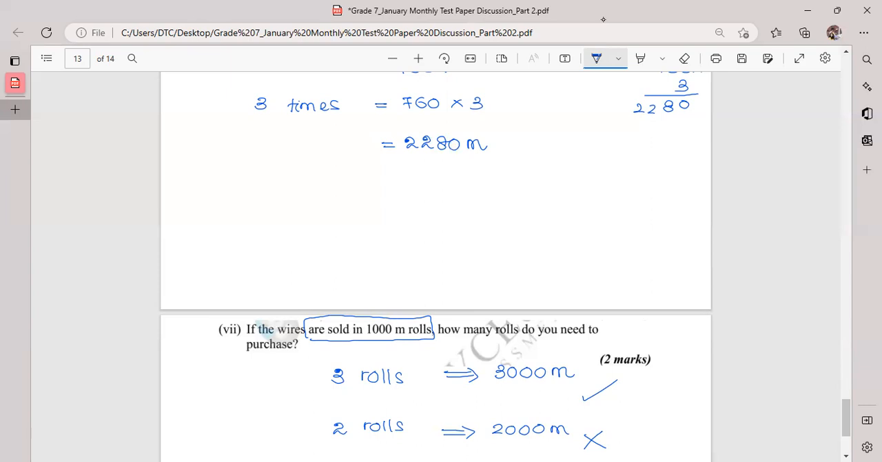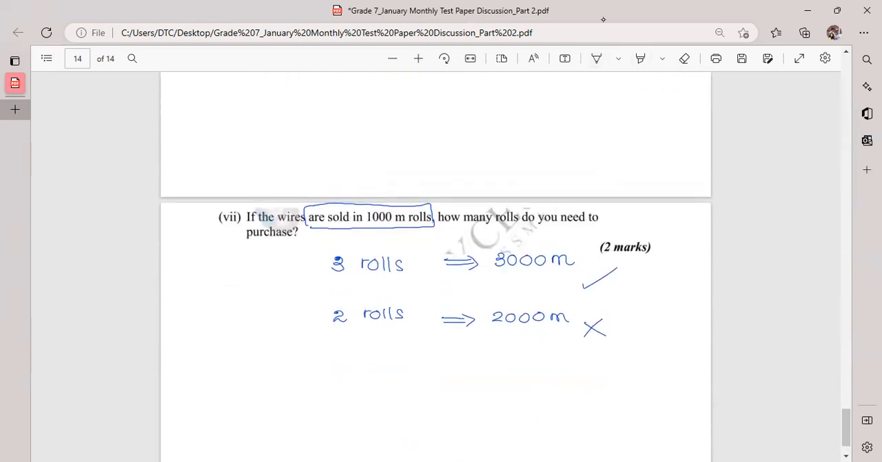If it is possible, that's better: 2 rolls and the latter part, 280 meters, if you can purchase separately, that is cost effective, right? That you don't want to spend that much. But here they have given us a condition. They are selling them in 1000 meters rolls. Therefore, you want to buy 3 rolls to fulfill your requirement.